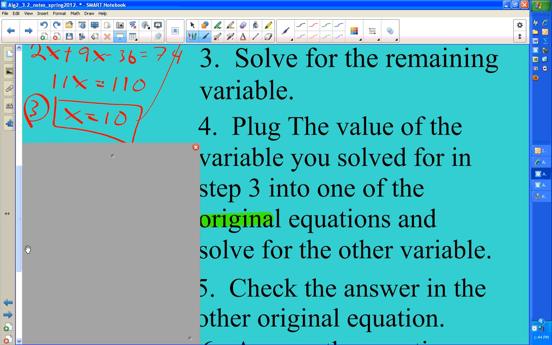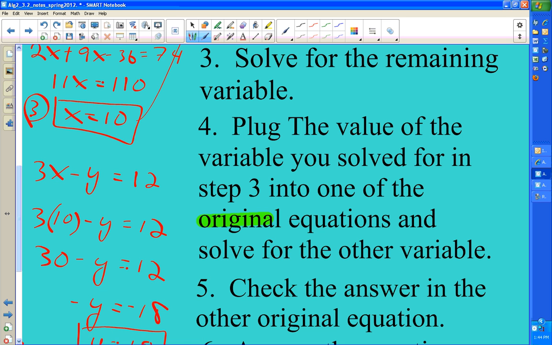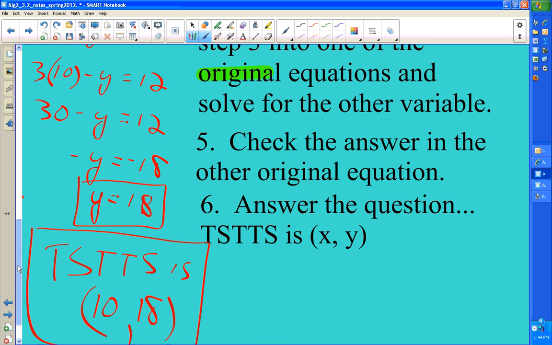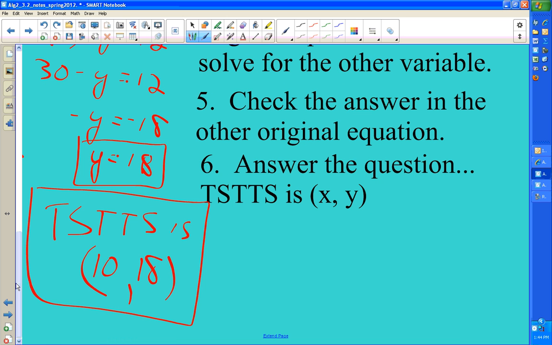Let's see which one I did. I did the first one. So 3 times 10 minus y is 12. 30 minus y is 12. And y ends up equaling 18. The solution to the system is 10 for x, 18 for y. 10, comma 18 is an ordered pair. Do not write down x equals 10 and y equals 18. I will take a point off and put ordered pair. Of course.